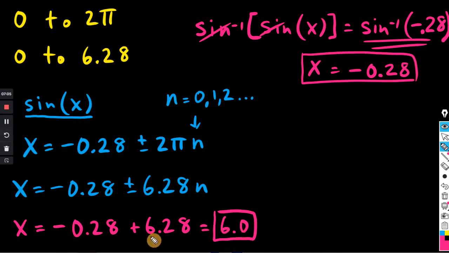Now, if we add 6.28 again, we're going to get 12 something. That's out of the range. So this is the only answer.